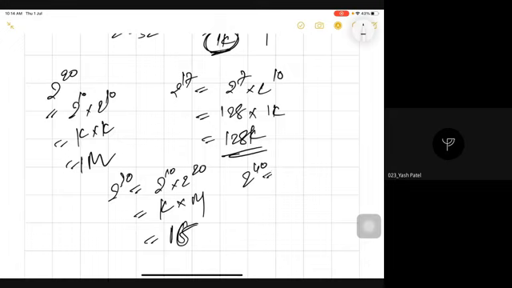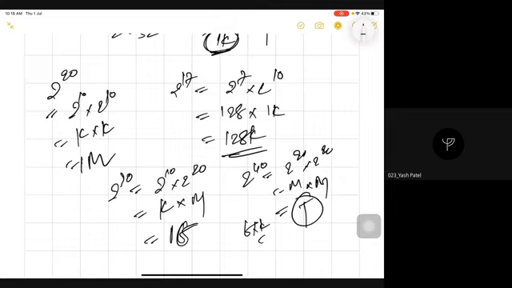2 raised to 40 is equal to 2 raised to 20 into 2 raised to 20, is equal to M into M, is equal to terabyte, or G into K is equal to terabyte, whatever you want to prefer. Done?